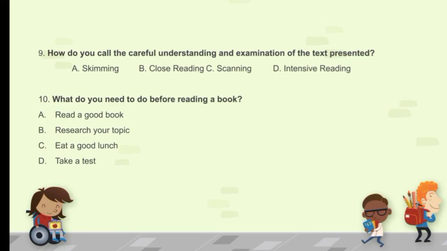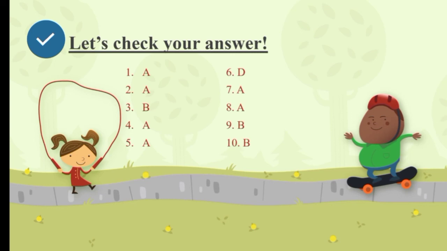Number 10. What do you need to do before reading a book? A. Read a good book. B. Research your topic. C. Eat a good lunch. And D. Take a test. And now, let's check your answer.